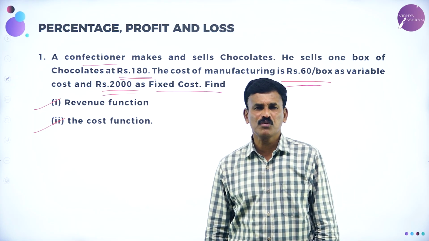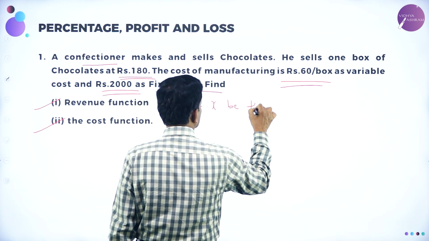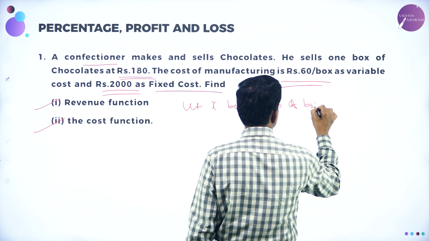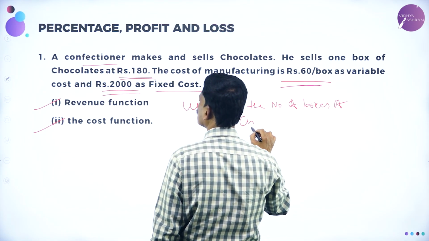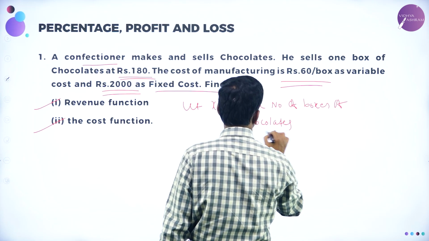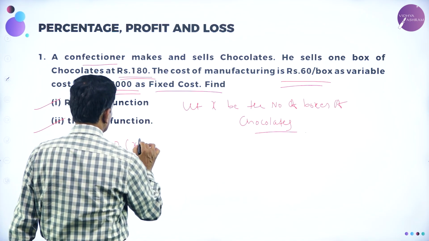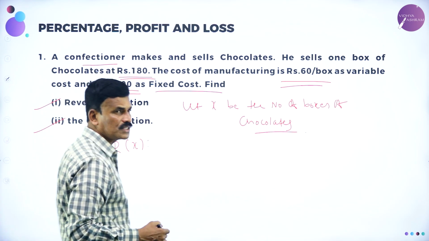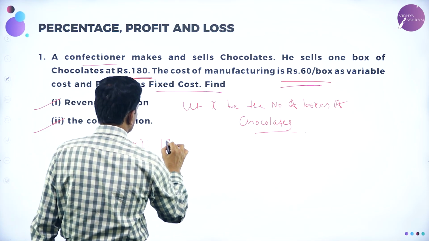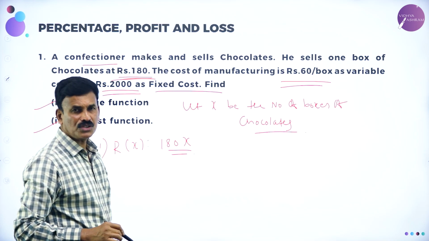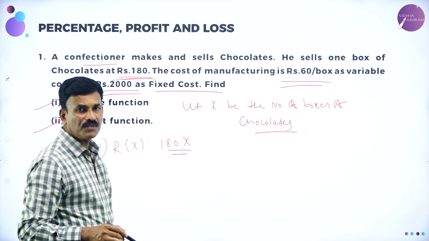Now, let us represent the number of boxes of chocolate as x. Let x be the number of boxes of chocolates. Now, first one, the revenue function. R of x is equal to, what is the revenue? He sells one box of chocolate at rupees 180. So, 180x is the revenue function. That's it. He will sell the chocolate at the rate of 180 per box. Therefore, the revenue function is R of x is equal to 180x.